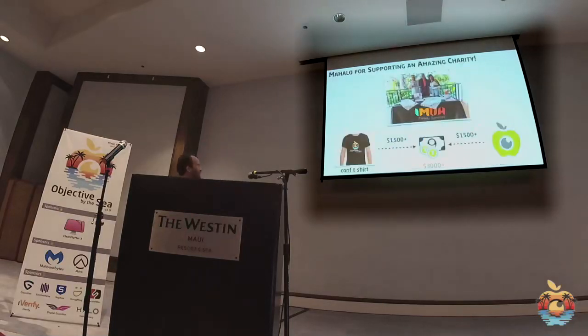Cool. So we also have some exciting news. We mentioned at the beginning that for t-shirt sales, 100% of the sales go to a local charity. The charity we chose is the MUA, who works with families here on the island of Maui, families who have children with developmental needs. We sold between 50 and 60 t-shirts, which means we raised $1,500. The conference matches that 100%. So we actually raised over $3,000, which is the most we have ever raised at an Objective by the Sea conference. So this is all thanks to you.